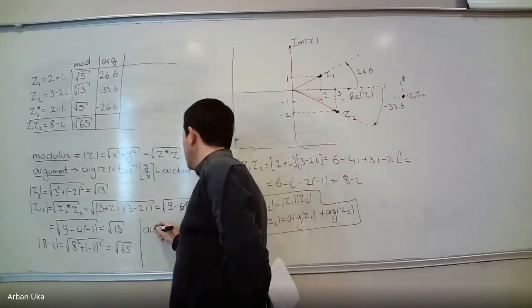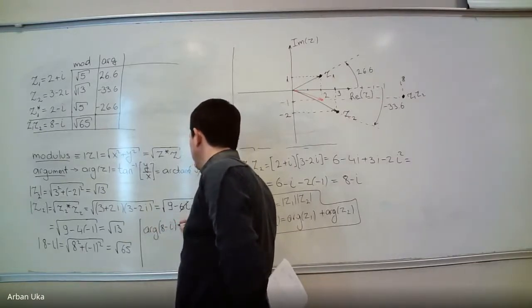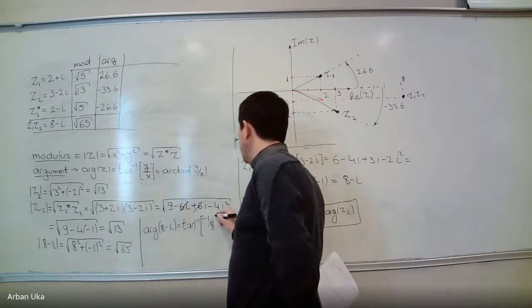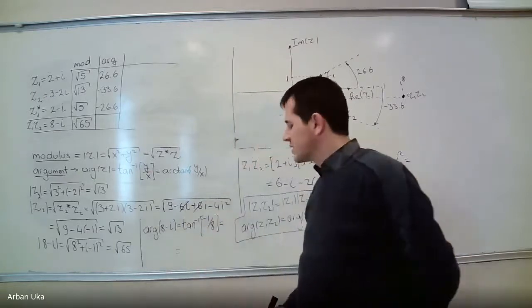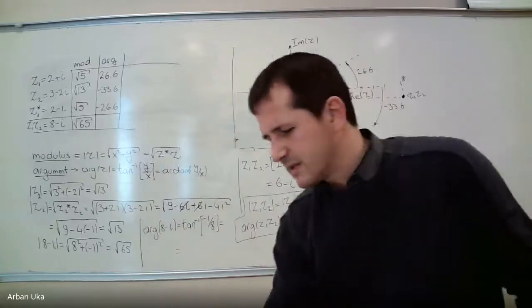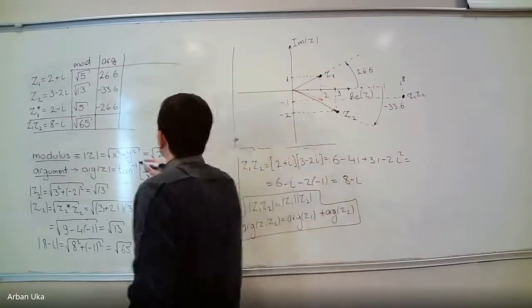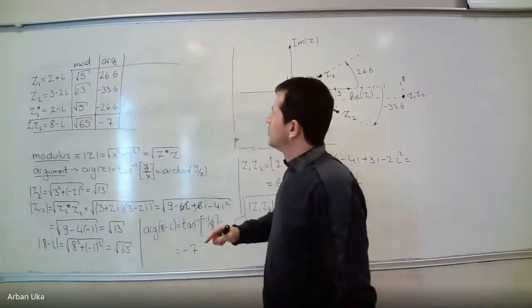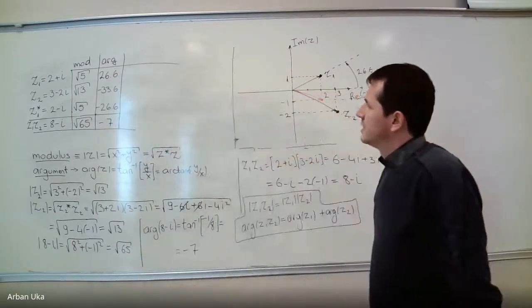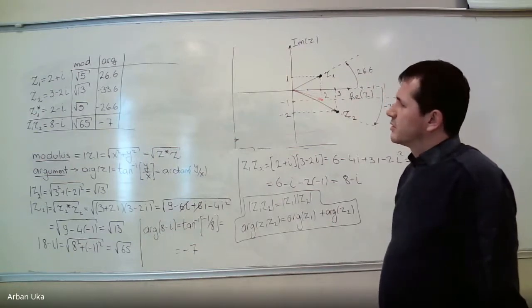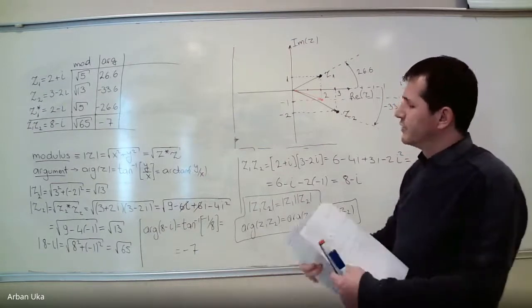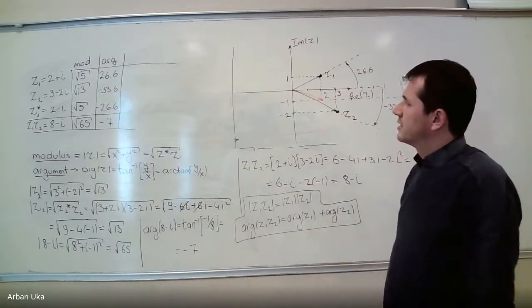We can say the argument of 8 minus I is equal to the tangent inverse of minus 1 divided by 8. Can someone calculate this? What is the inverse tangent of minus 1 divided by 8? Minus 7, approximately. Minus 7, okay. So this is equal to minus 7. And we can easily notice that this minus 7 is equal to this plus this. So we just add these two numbers. So it looks like the complex numbers do provide us some easy way to figure out where the result is going to be.